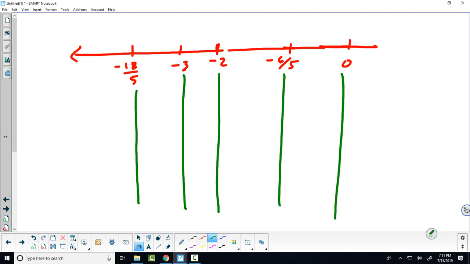Okay, so now we need some test points. So let's just do this at negative 4. Let's do negative 3.2. Let's do this at negative 2.5. Let's do this one at negative 1.5. Let's do this one at negative 1 and this one at 1.